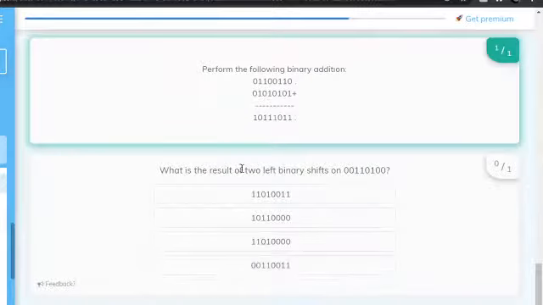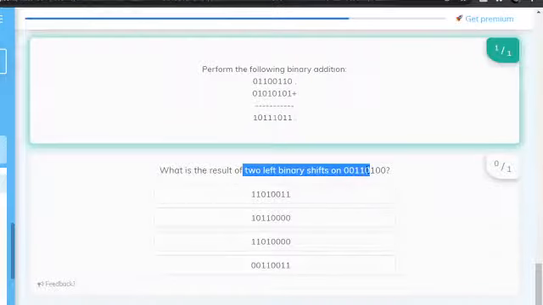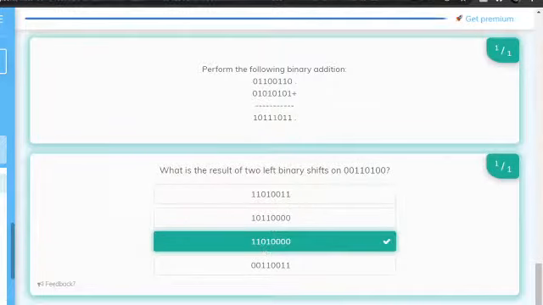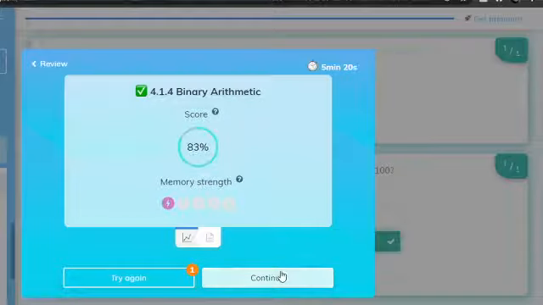Simple. So what are the results of 2 left shifts on this? That means all the values would go left twice. So this would move 1, 2 here. Then there'd be a 0. Then there'd be 2 1s. Simple, easy, fun. Hexadecimal, that's next.